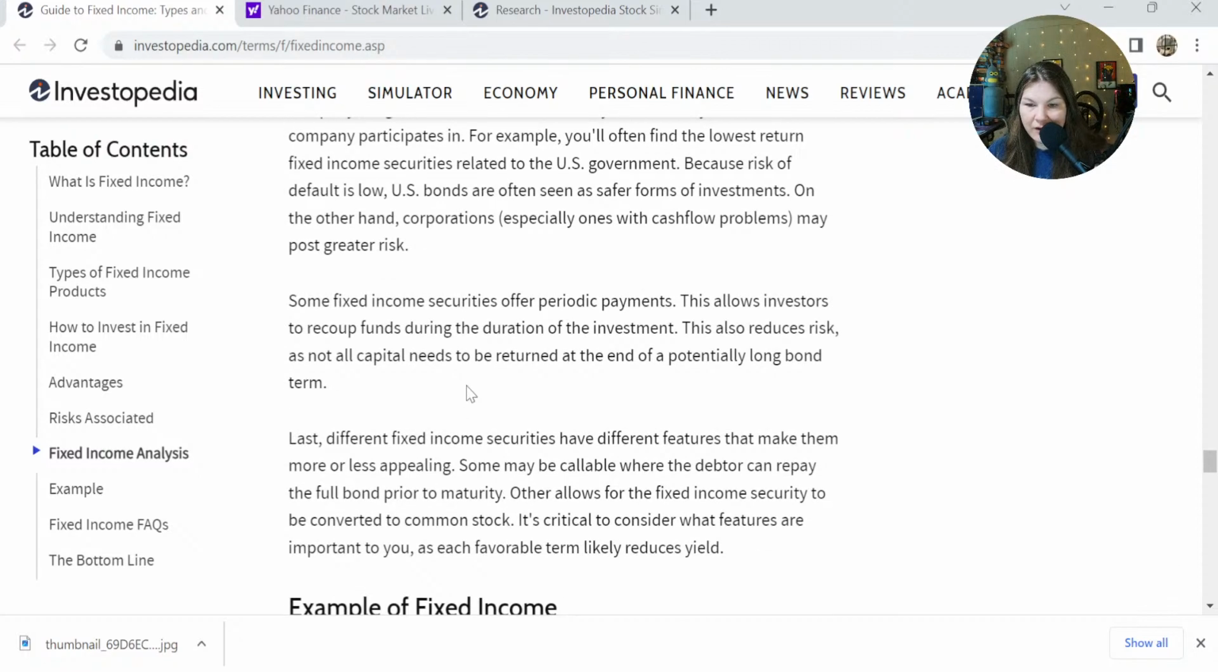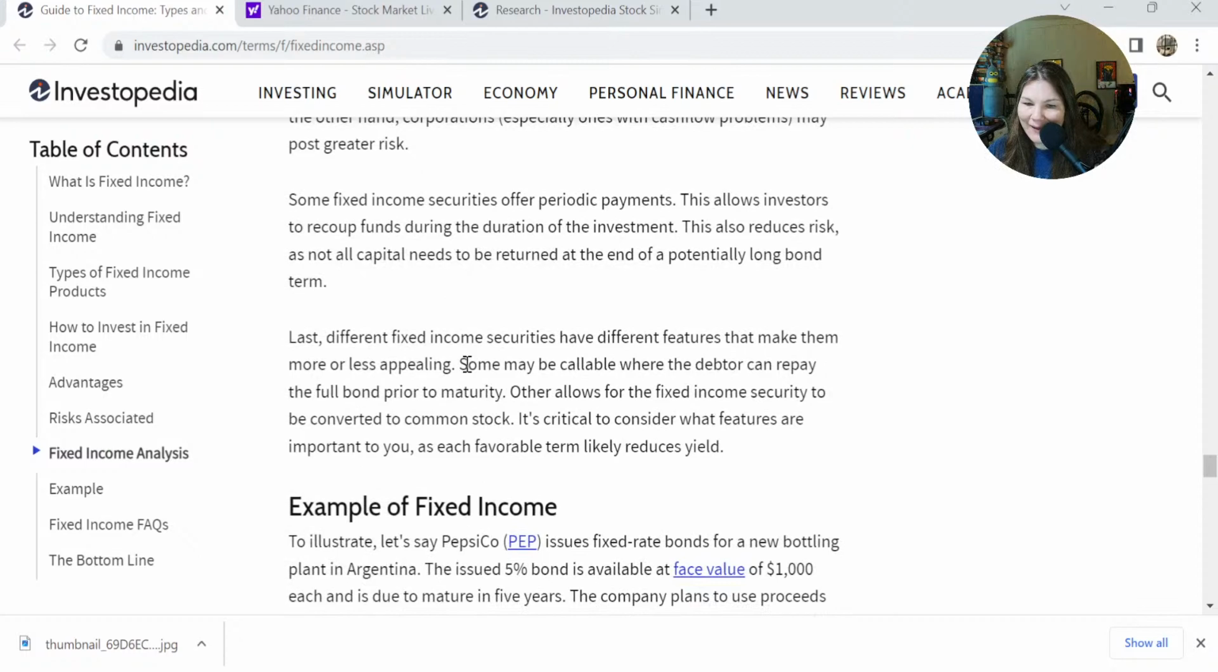Some fixed income securities offer periodic payments. This allows investors to recoup funds during the duration of the investment. This also reduces risk, as not all capital needs to be returned at the end of a potentially long bond term. Last, different fixed income securities have different features that make them more or less appealing.